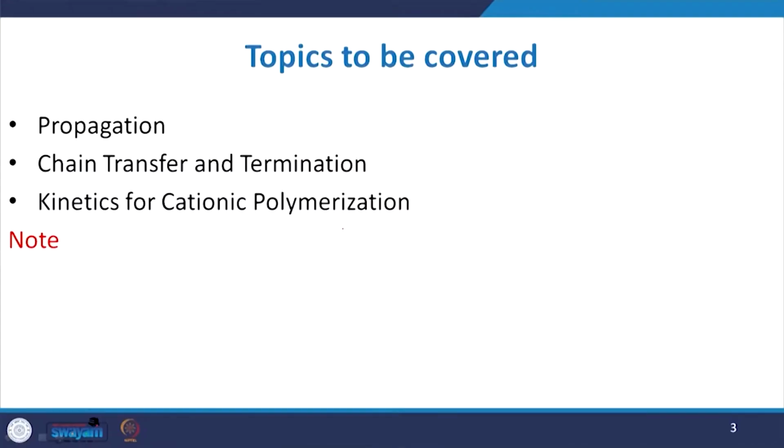Now, in this particular chapter, we will discuss the propagation, chain transfer and termination, and the kinetics of cationic polymerization, because this lecture deals more with the basic mechanism of cationic polymerization. So, let us have a look at the propagation step.